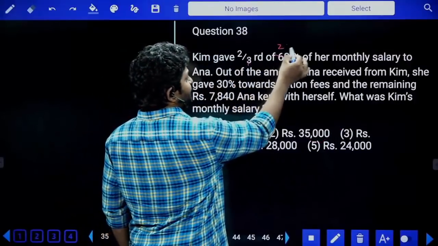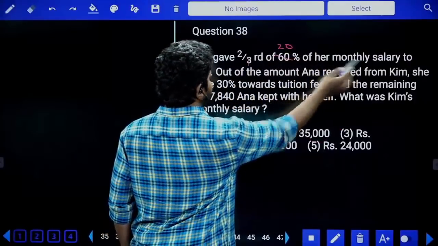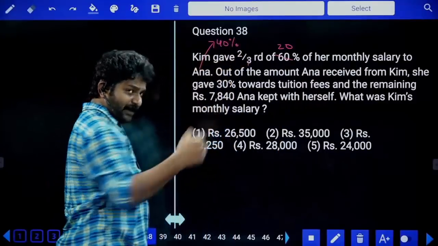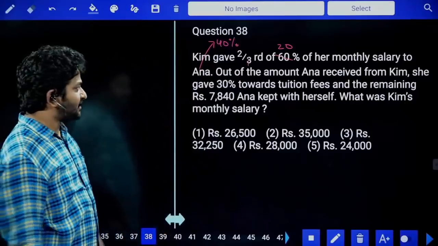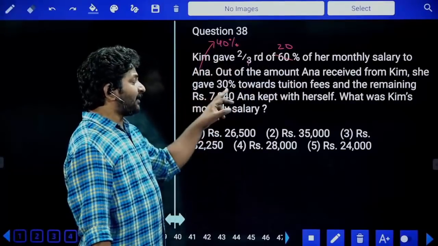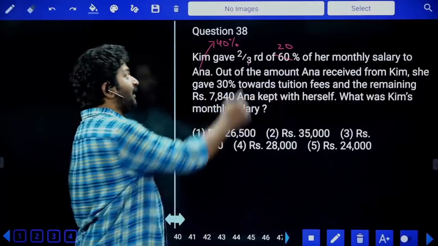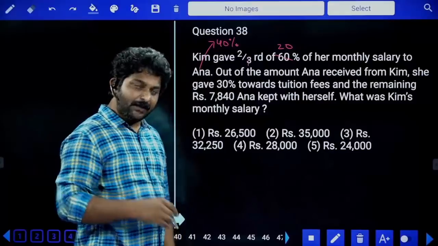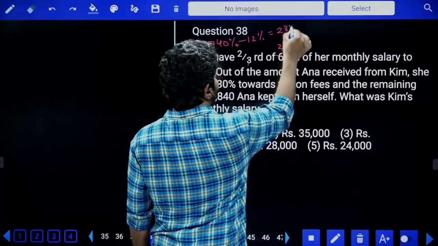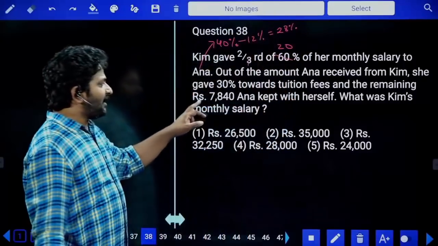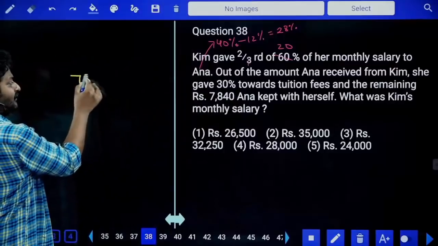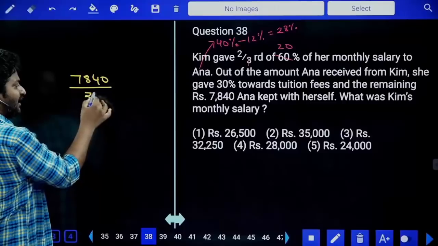that is, 2 times 20, which is 40%, to Anna. So Anna received first of all 40% from Kim. First you need to calculate this. Out of the amount Anna received from Kim, that is 40%, she gave 30% towards tuition fee. 30% of 40, that is 12. If 12 is taken out, the remaining is 28%. Okay. And the remaining rupees 7840 is equal to 28%, then 1% is equal to that divided by 28.